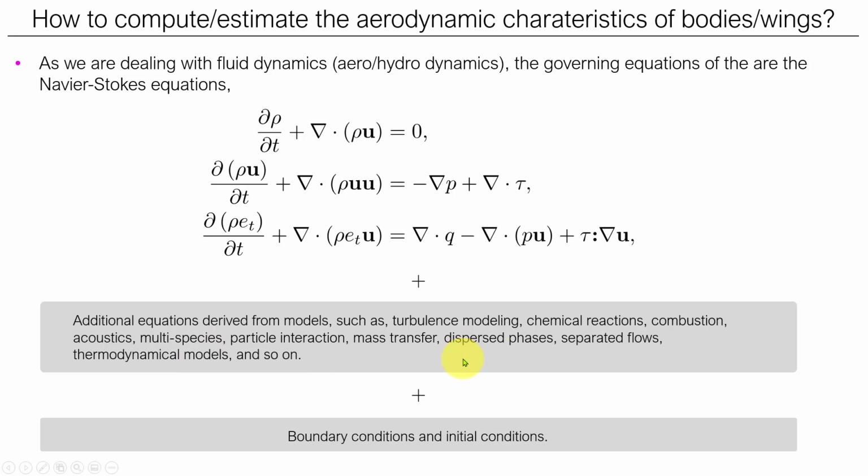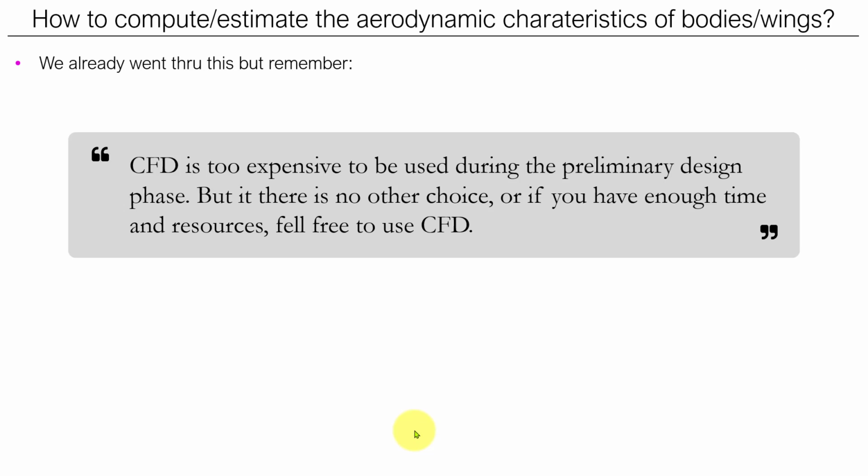So it's very complex. Plus having everything here, equations, models, you need to define also boundary conditions and initial conditions. So you need to say what is entering, what is going out, what is going on in the domain, at the walls, and your initial condition, which in the previous methods that we have used so far, we haven't done. So as you see, things get very complicated. I already mentioned this one, but remember that CFD is too expensive to be used during the preliminary design phase. But if you don't have any other choice, you can go ahead and use it.